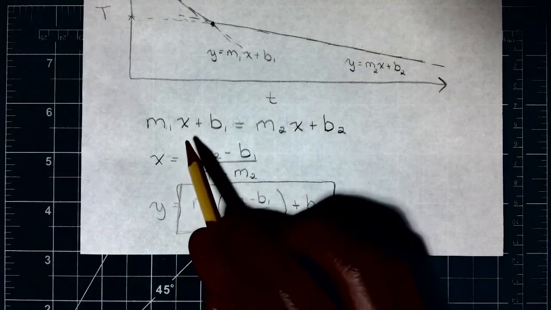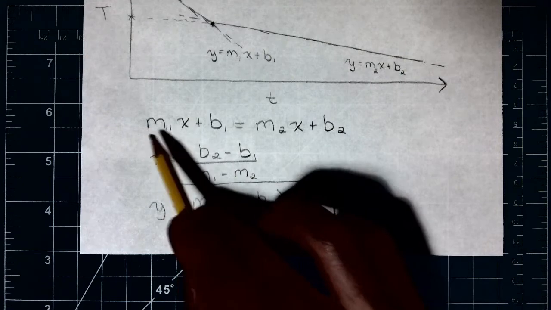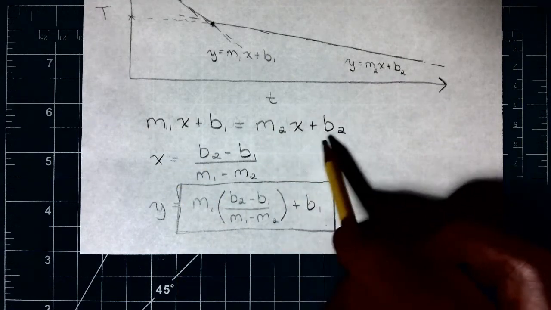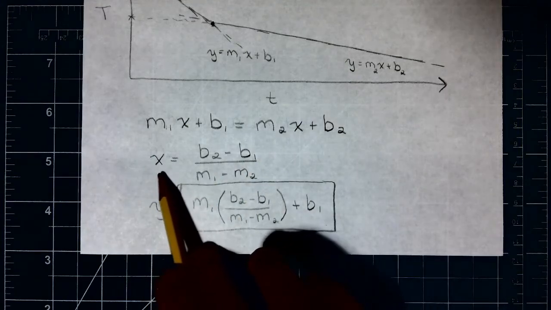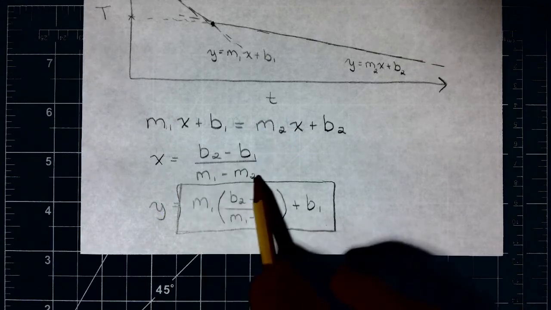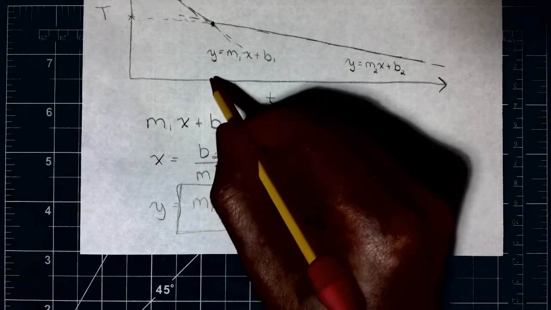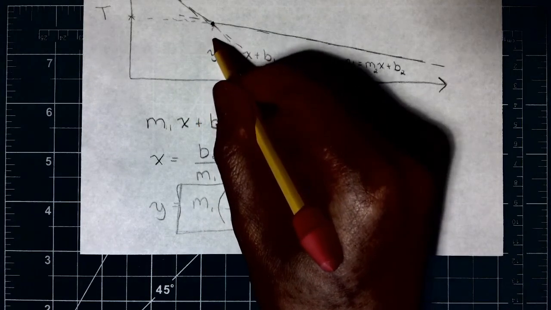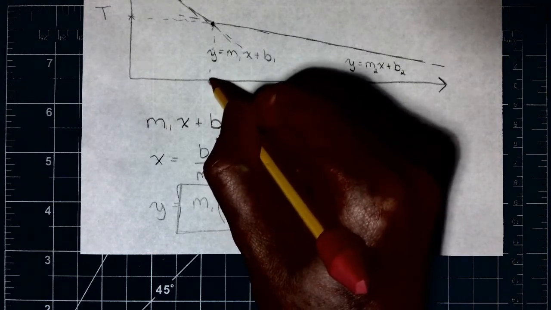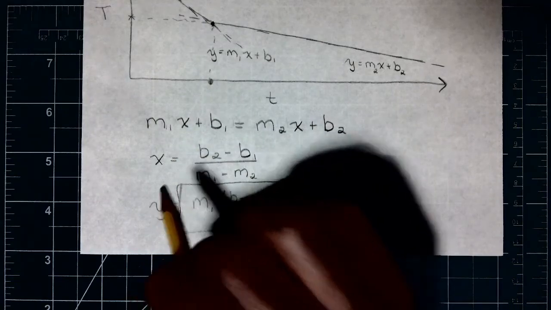What we do is set them equal to each other. So I'm going to have m1x plus b1 is equal to m2x plus b2 here, and I'm going to solve for x. When I do that, I get x equals (b2 minus b1) divided by (m1 minus m2). And what this value is, it's this point right down here on the t-axis. So it's the time when it started to freeze.